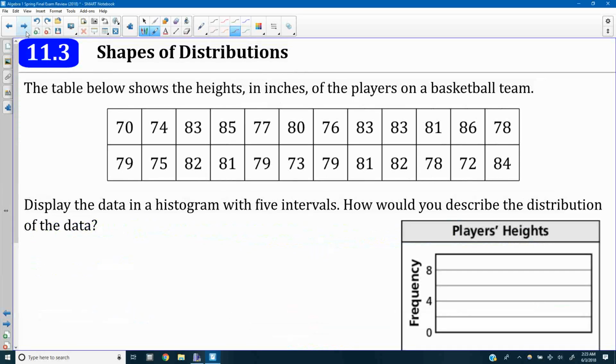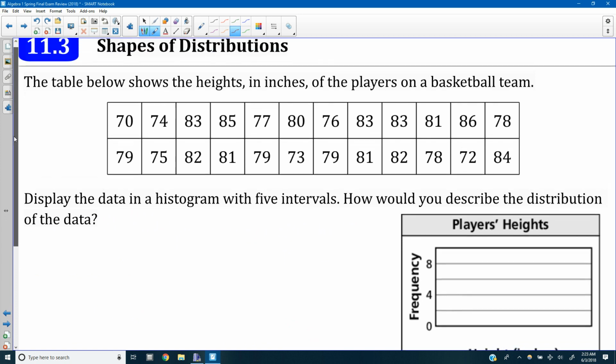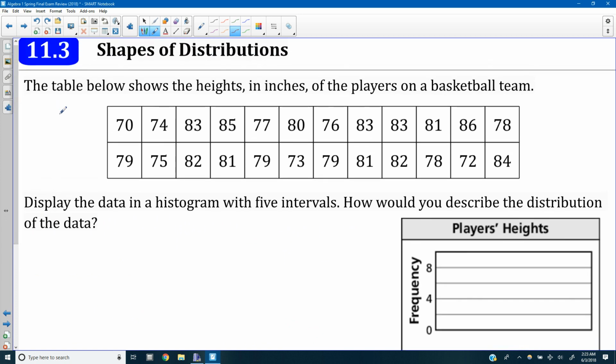Okay, and the last part here, we got to display the data in a histogram with 5 intervals. So I guess it is best if I do rank these now in a certain way. So let me first split it up into different sorting methods here. I'm going to first split up into 70s and 80s so I know what's where. So I got a 70, I got a 74, I got a 77, 76.